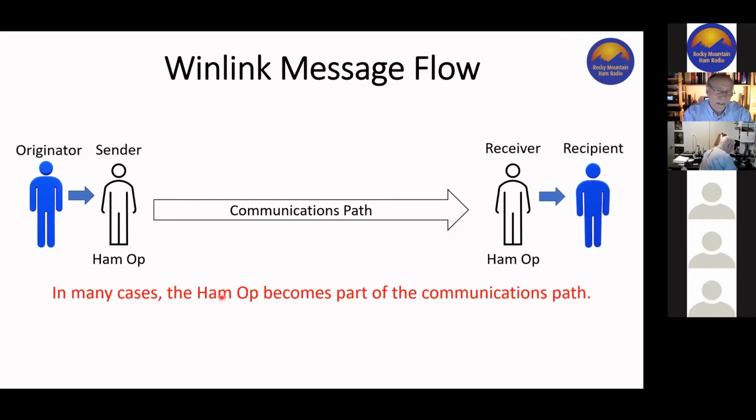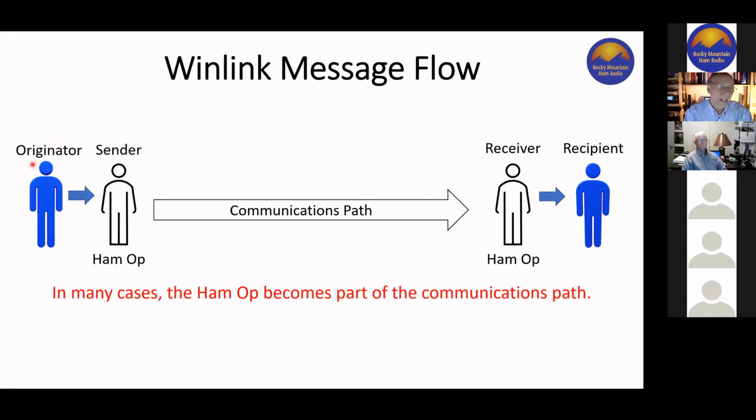But in many cases, especially in the emergency communication world, and a lot of times in big events, there's an originator who isn't a ham. So they're the blue people here. And there's a recipient who isn't a ham radio operator. These are our served agencies. This is who you're out there providing communications for. And in that situation, which happens more often than not, actually, the ham radio operator really just becomes part of the communications path at that point.